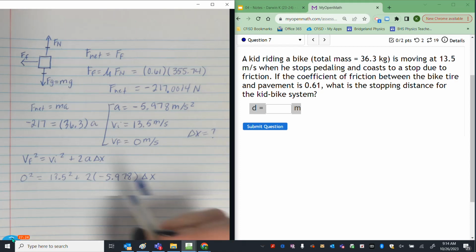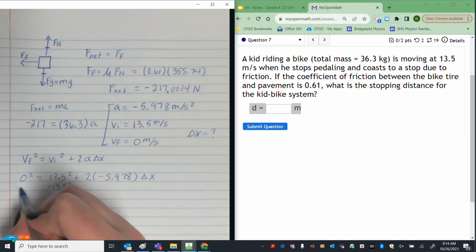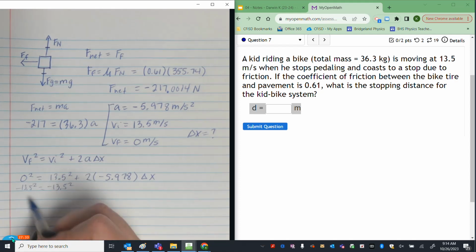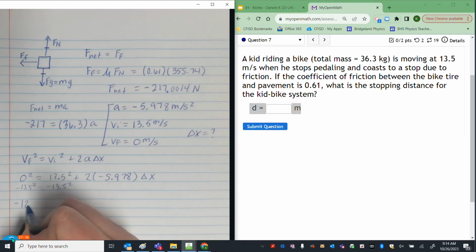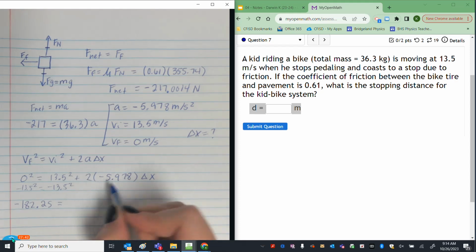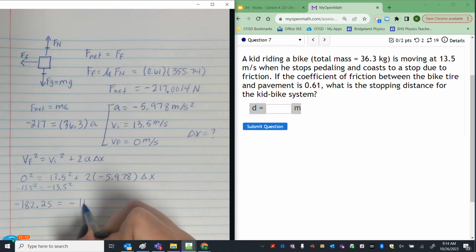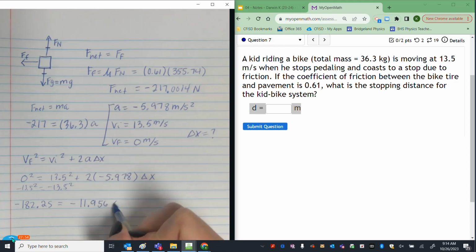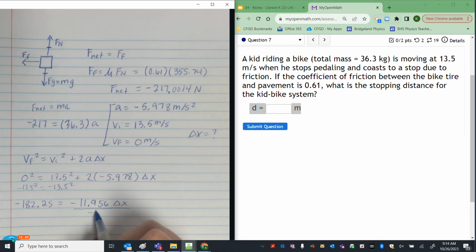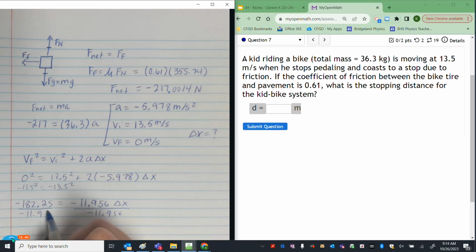182.25. Okay, so we're going to move that. So let's subtract this 13.5 squared from both sides. Okay, and that's going to give me, again, negative 182.25 equals, and then we'll multiply this, 2 times negative 5.978, which is equal to negative 11.956 times delta x. So again, from here, if I want to solve for this, I need to divide both sides by negative 11.956. That's going to cancel.